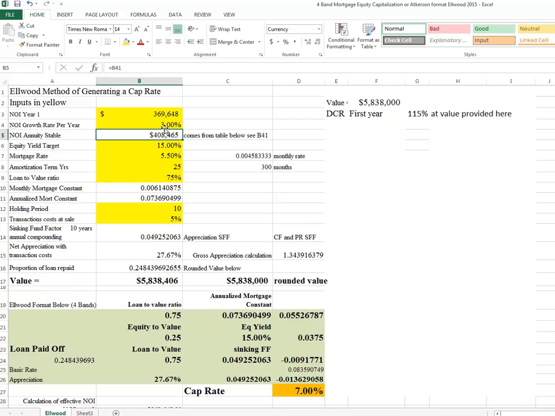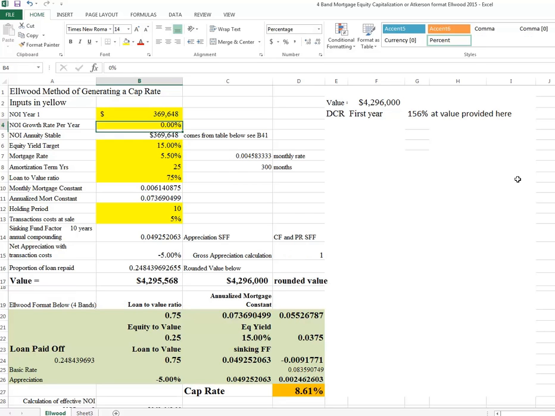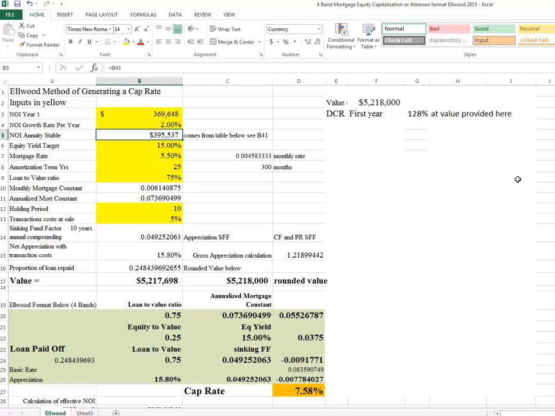408,465. Now if I change this growth rate, let's say you put it in at 0, I'm going to get something close to the initial number. In fact, it's exactly the same number. If I put in 2%, we get 395. If I put in 3%, we get 408,465.